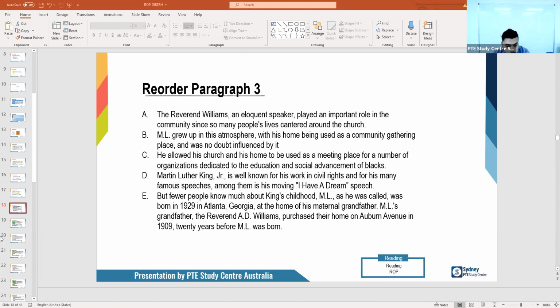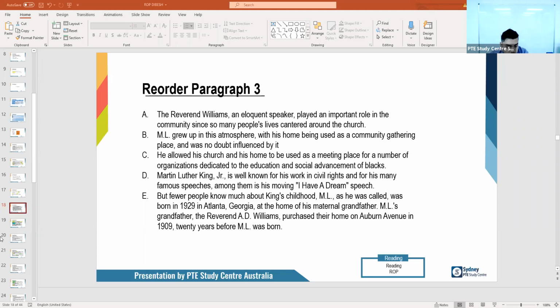Okay. So the topic sentence is D, because after using the method of elimination, that's the most general statement, and it's talking about Martin Luther King. The whole paragraph is about Martin Luther King. So this sentence is the first independent sentence. Well done. And the second is talking about his childhood. So according to the chronological order, this would be second. Good job.